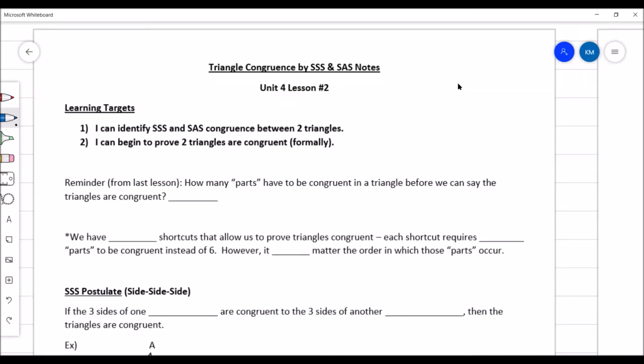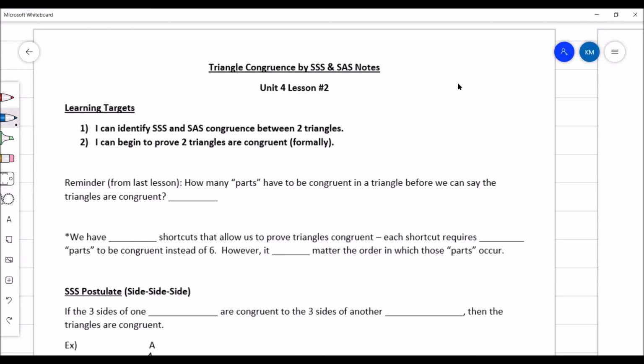Today we're going to do notes on triangle congruence by side, side, side, and side, angle, side. At the end of this video, you should be able to identify side, side, side, and side, angle, side congruence between two triangles, and you should be able to begin to prove two triangles are congruent formally.